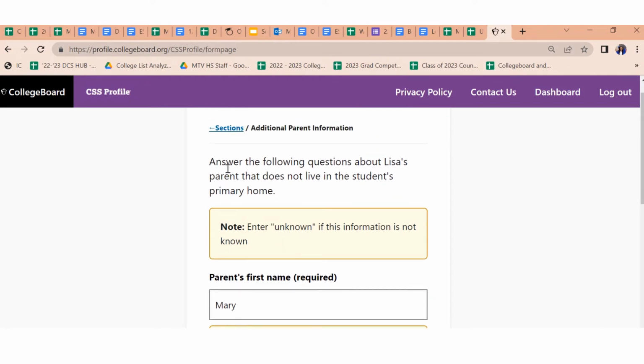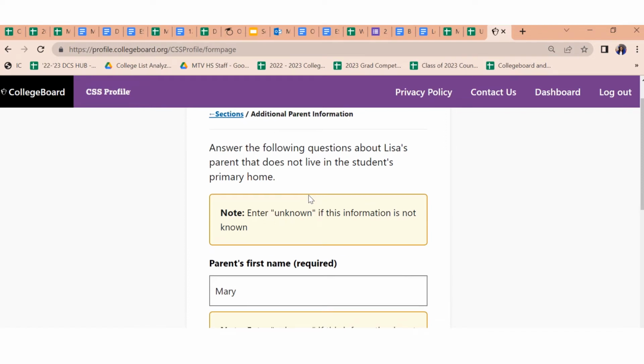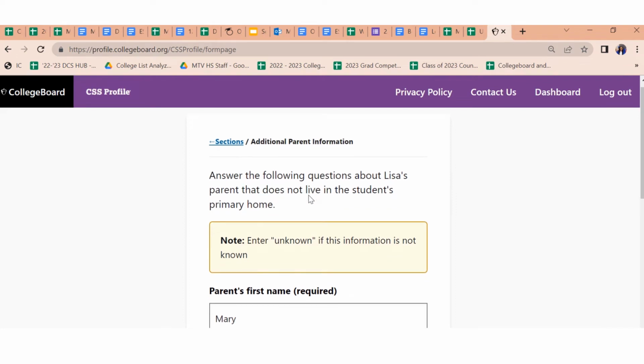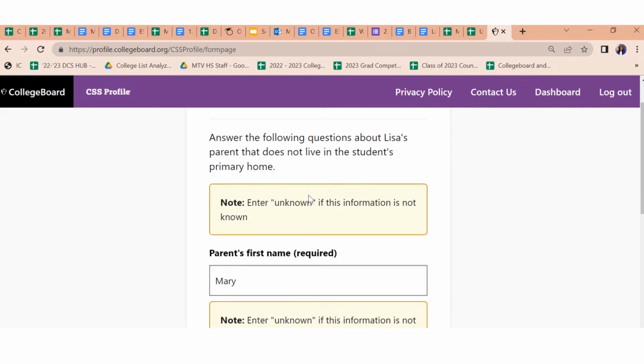So this is now moving on. The CSS asks for both parents' information. As we noted earlier, we were looking at the father's information as the custodial parent, but now they're going to ask for information about the non-custodial parent.